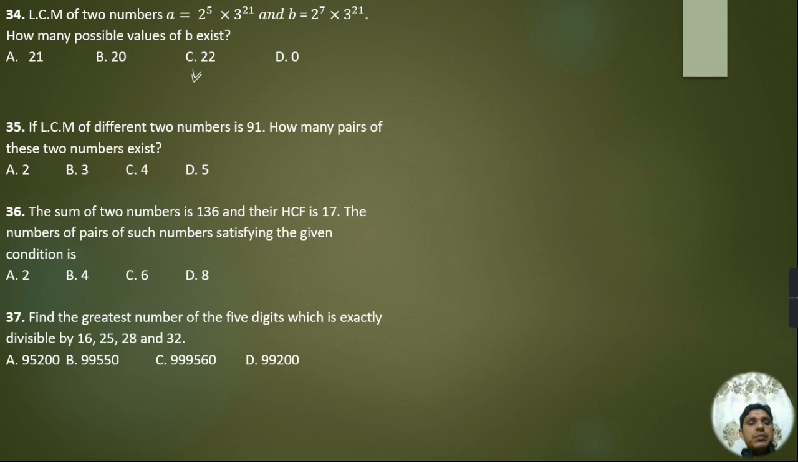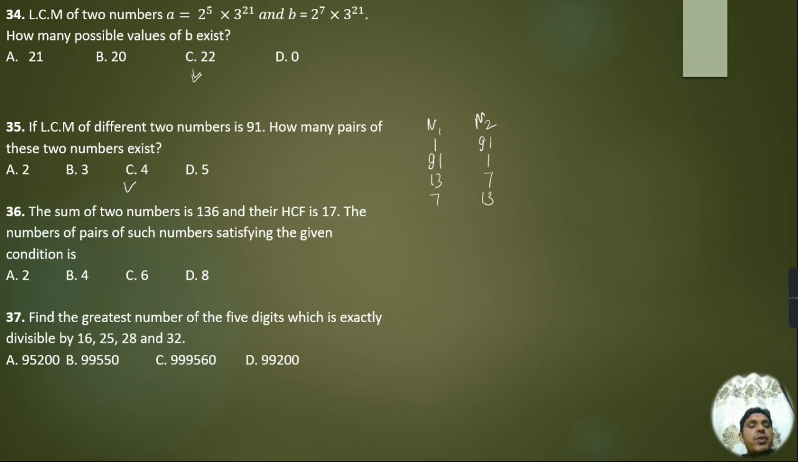If the LCM of two different numbers is 91, how many pairs of these two numbers exist? Right? So if we check the LCM of two numbers is 91, two numbers can be either 1 and 91, 91 and 1, 13 and 7, and 7 and 13. So how many pairs of these numbers exist? The numbers that are existing are 4.